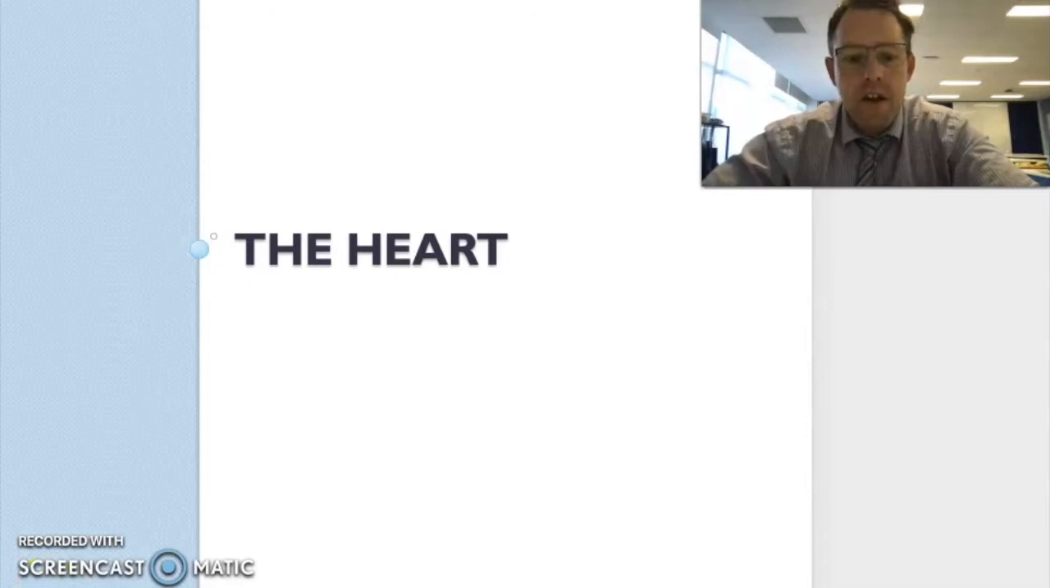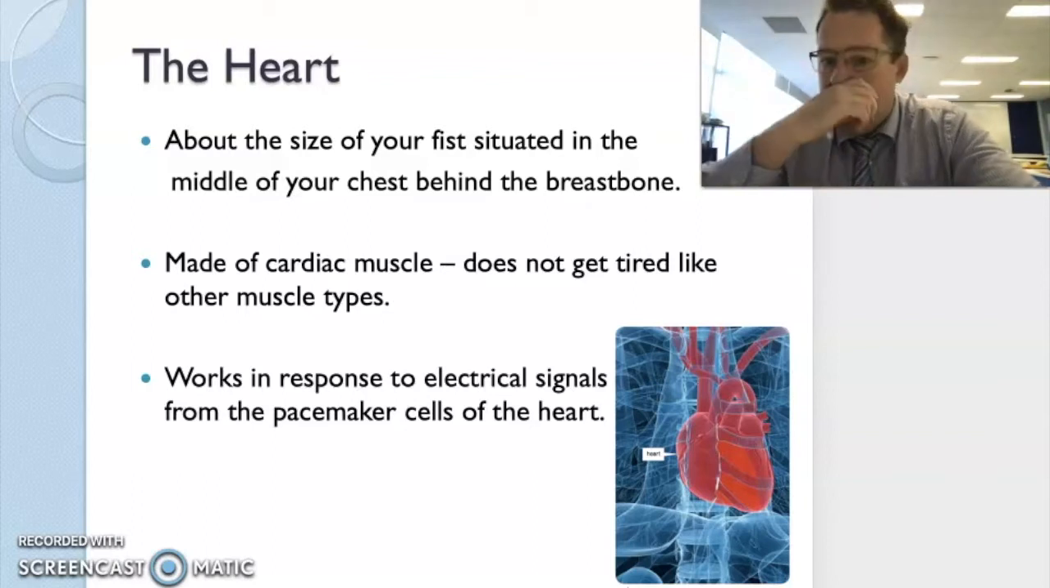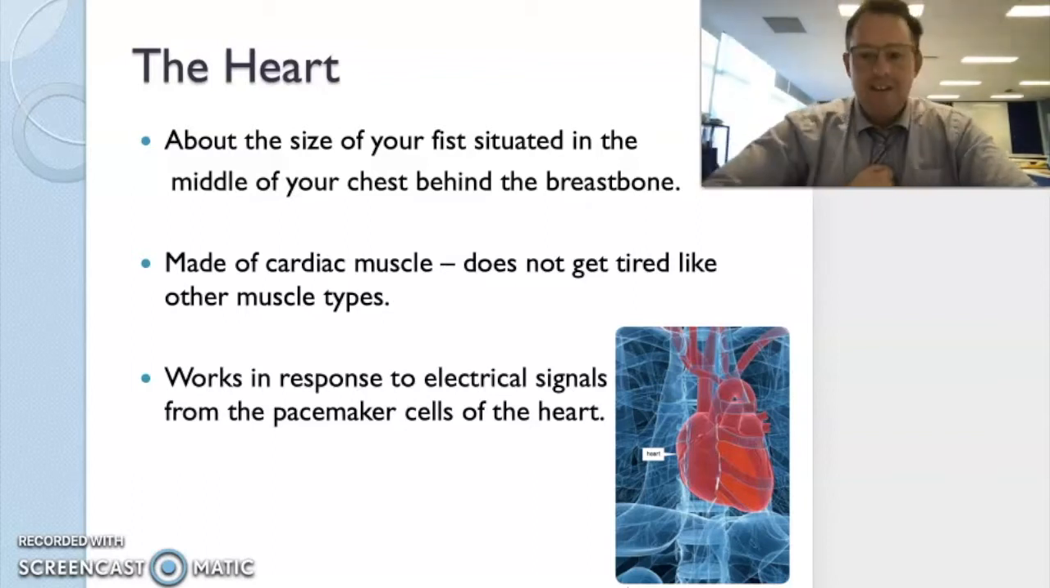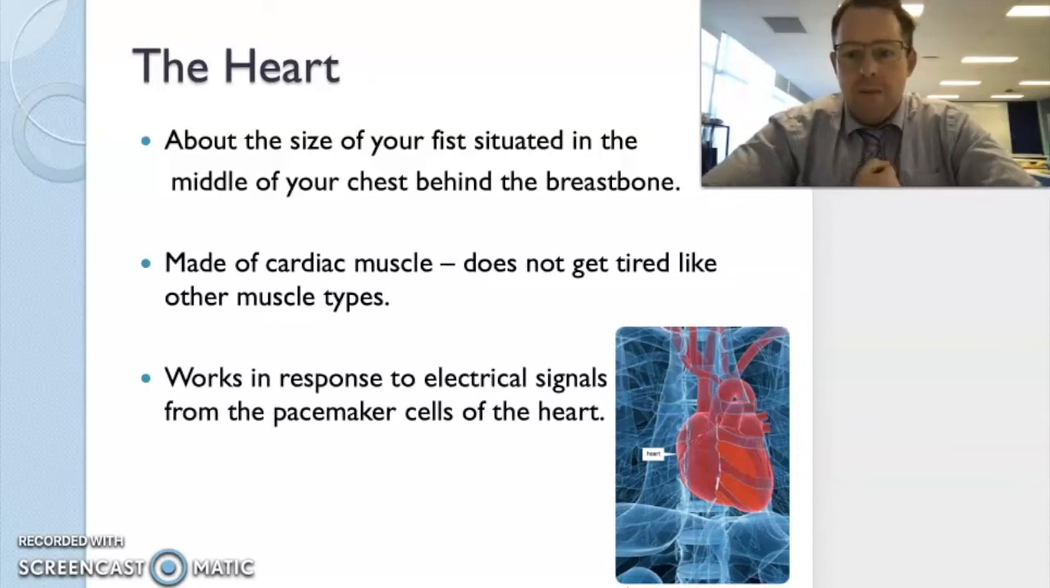All right, ladies, so today what we're going to be looking at is the heart. Just a little bit of general information about the heart. It's about the size of your fist, and it's situated in the middle of your chest. Unlike popular belief, where people will put their hand on their heart on the left, it's actually in the middle of the chest, behind that breastbone.